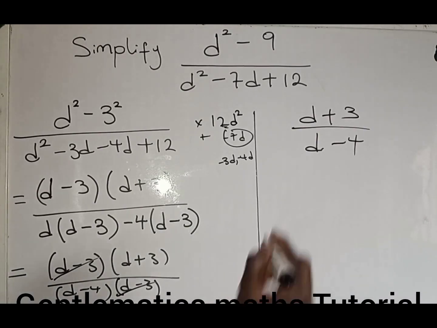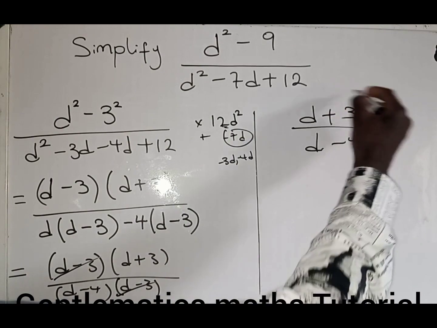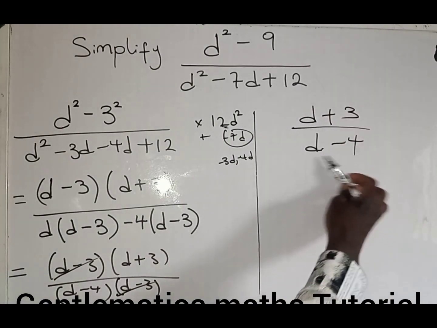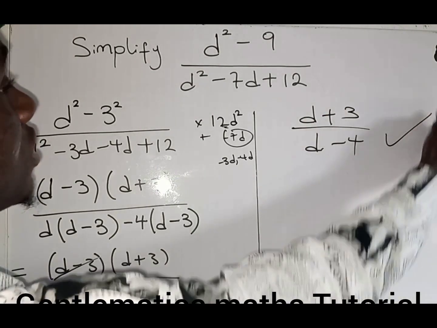Don't make the mistake of saying d divides d. It's very wrong. The whole of this is dividing the whole of this, rather. So don't make the mistake of doing d cancel d. No. So we've simplified it to the lowest form. So this should be our final answer.